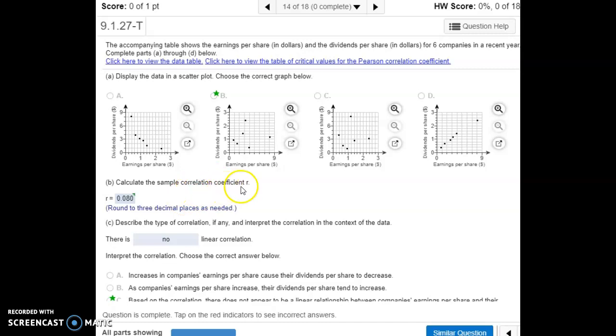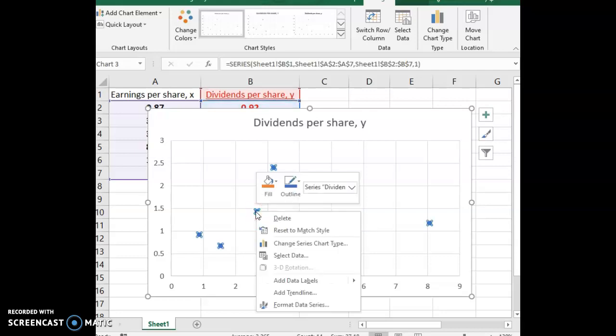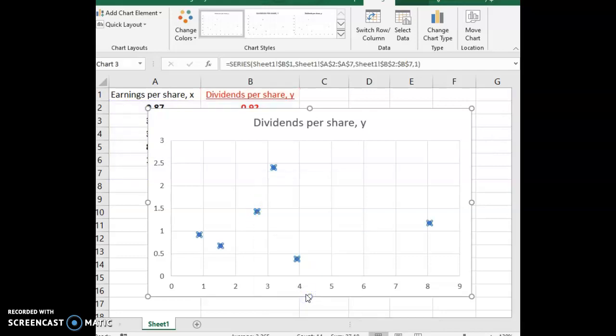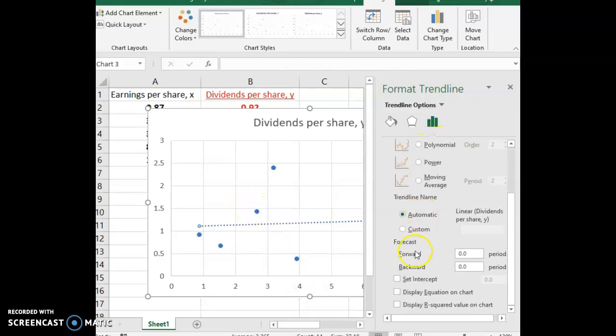The correlation coefficient r, find that next. These points don't look to really be in a straight line, so it probably will not be very close to 1. It'll be closer to 0. Right click on any point and click Add Trend Line. And we have linear selected. We'll click these two options here.